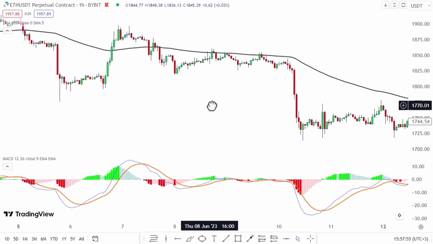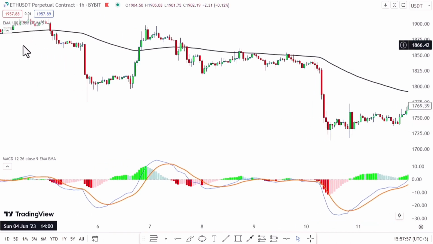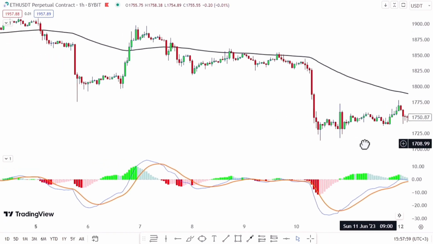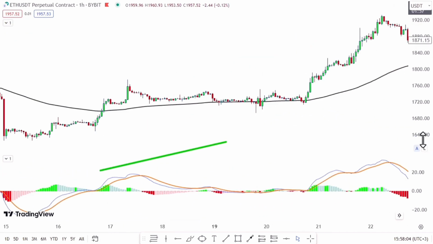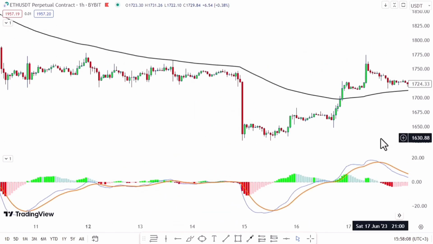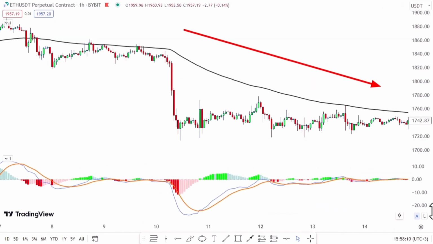The strategy: the first step is to identify the long-term trend by looking at the 100 EMA. If the price is above the 100 EMA, it indicates that the long-term trend is up. And if the price is below the 100 EMA, it indicates that the long-term trend is down.